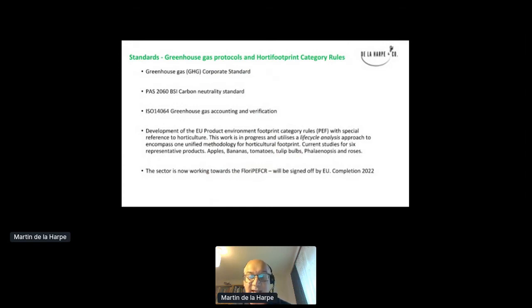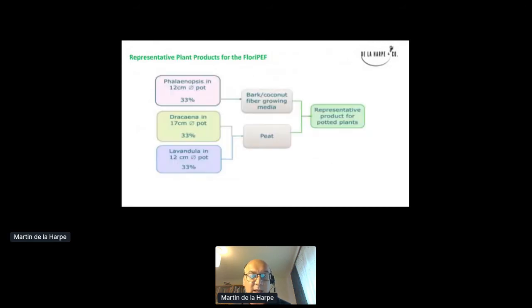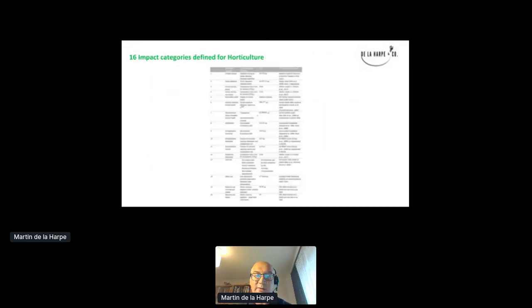So with the multitude of standards out there, it's worth looking at what the representative products will be for the FloriPEF, for the plant producers. The representative products chosen are phalaenopsis orchids, dracaenas, and lavender in different growing media. This is the work that the technical committee will take through using a life cycle analysis. It's quite complicated. There are over 16 impact categories. It's not worth reading all the different categories, but it takes into account things like climate change, eutrophication, all aspects of the life cycle of a plant.